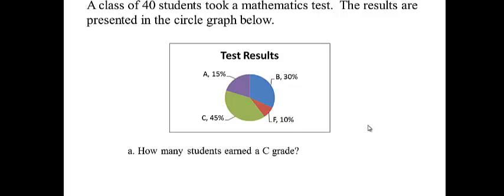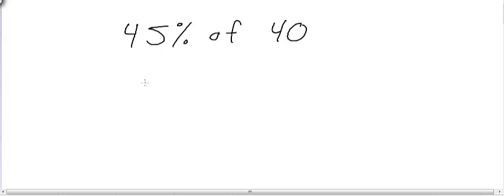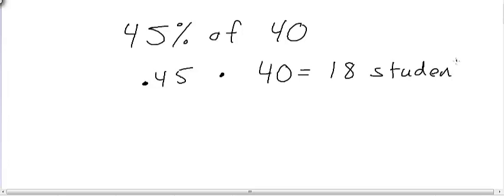Our graph tells us 45% of students got a C grade. So I need to figure out what is 45% of 40 students. Given my setup, I'll change 45 to a decimal. It becomes 0.45. Of translates to multiplication, and 40 is 40. 0.45 times 40, and that will give us 18. So we say specifically, 18 students of the 40 got a C grade.